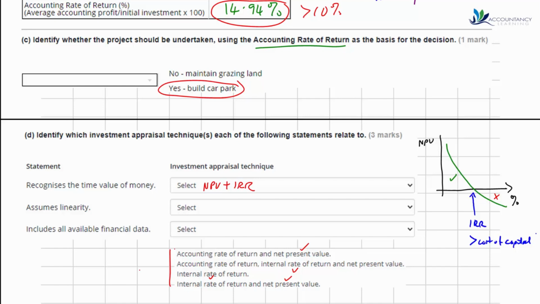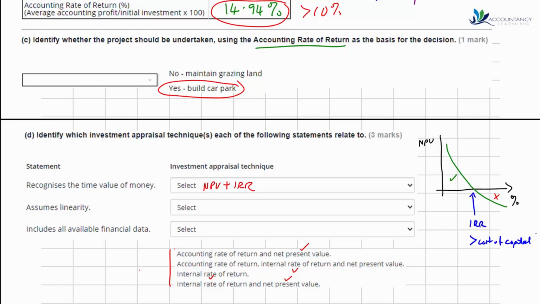But so we can see then, as the internal rate of return is based on the net present values, it also recognises the time value of money. Okay, the next one then assumes linearity. Okay, so what do we mean by that? So, the word linearity is derived from the word line. Do we have a straight line arrangement?